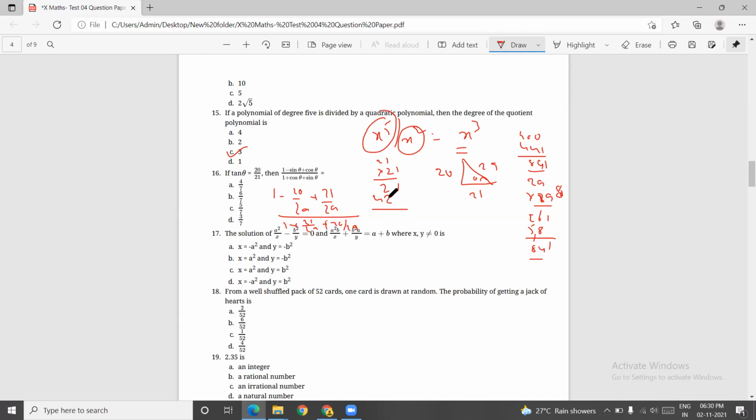What is the answer? Anyone got the answer for this? Calculate and let me know what is the answer for this.